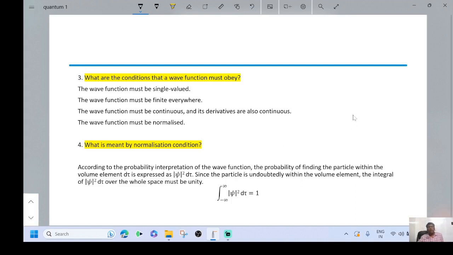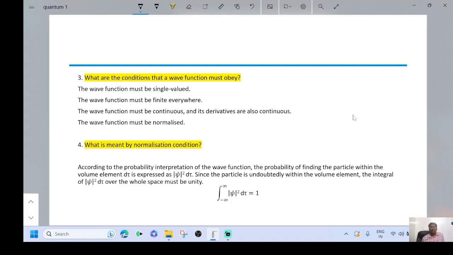What are the conditions that a wave function must obey? The wave function must be single valued. For the given values of x, y, z and t, psi is having only one value. The wave function must be finite everywhere. The wave function must be continuous and its derivatives are also continuous. If psi is the wave function, dou psi by dou x is continuous. Dou square psi by dou x square is also having some value.